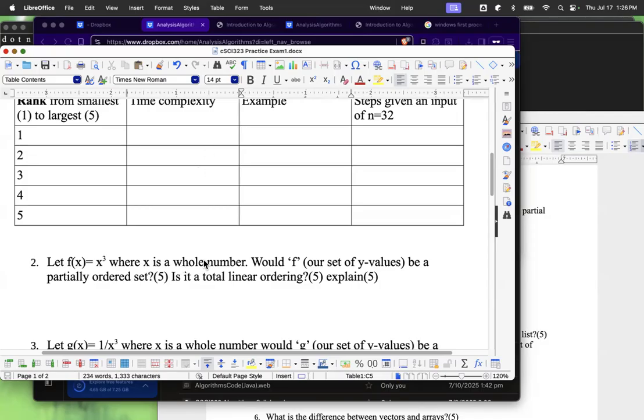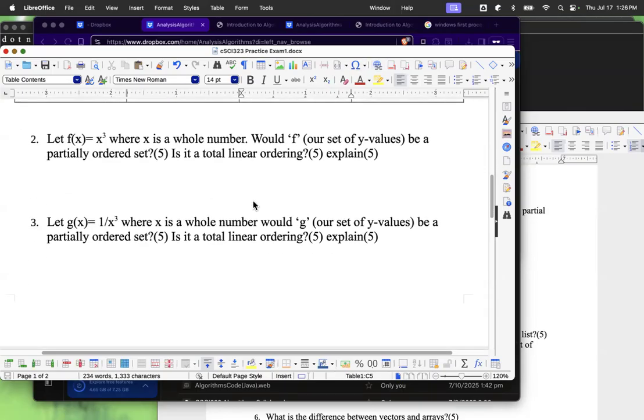So here we have the function x cubed, where x is a whole number, right? Would f, our set of y values, be partially ordered? And is it a total linear ordering? Explain, right? This is stuff you need to know when it comes to being able to feel your way around the subject of analysis of algorithms, because we're always dealing with sets and orderings and things of that nature. You've seen it already, right?